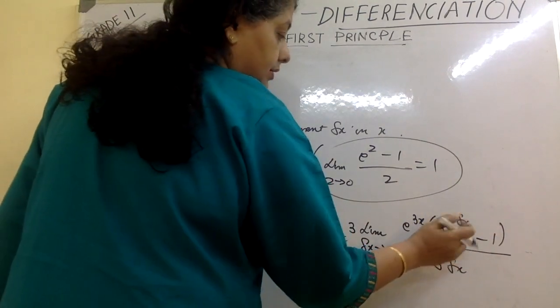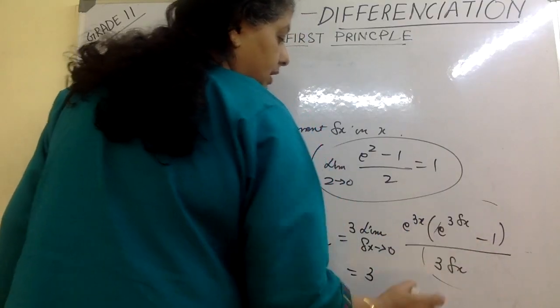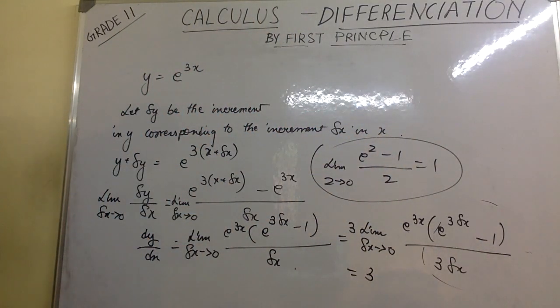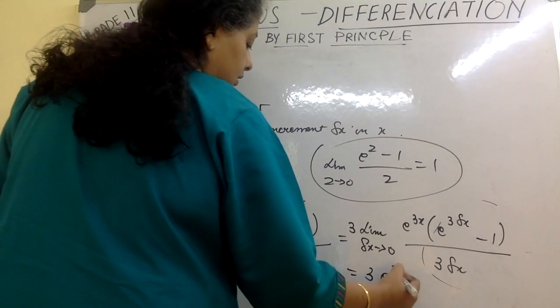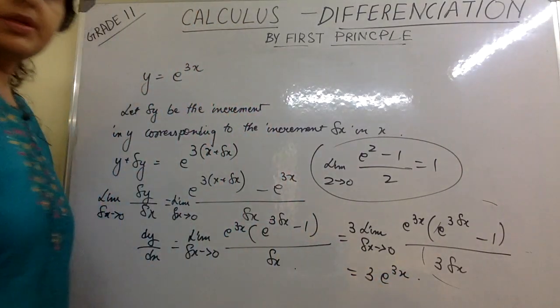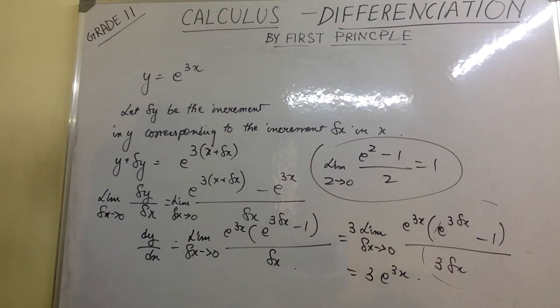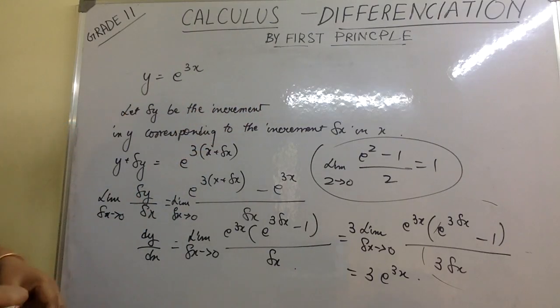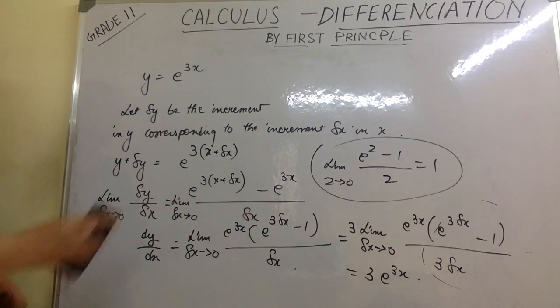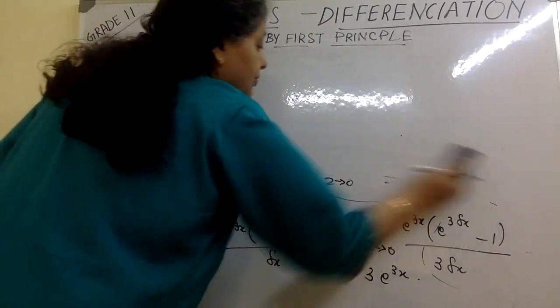This full part becomes a 1. So only what remains is e to the power 3x. So sum done, e to the power 3x is the answer. So you have to remember this formula. In the previous one also we had to remember one limits formula. Let's see the next question, which is going to be an algebraic one.